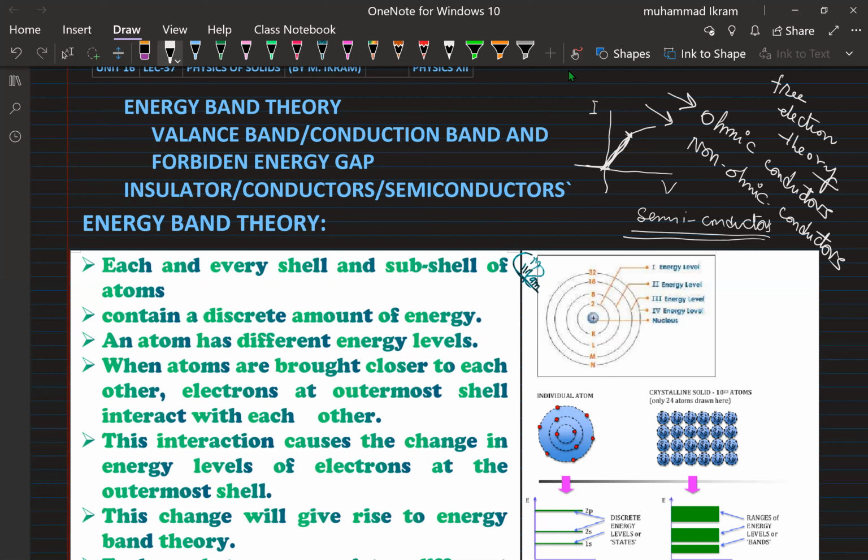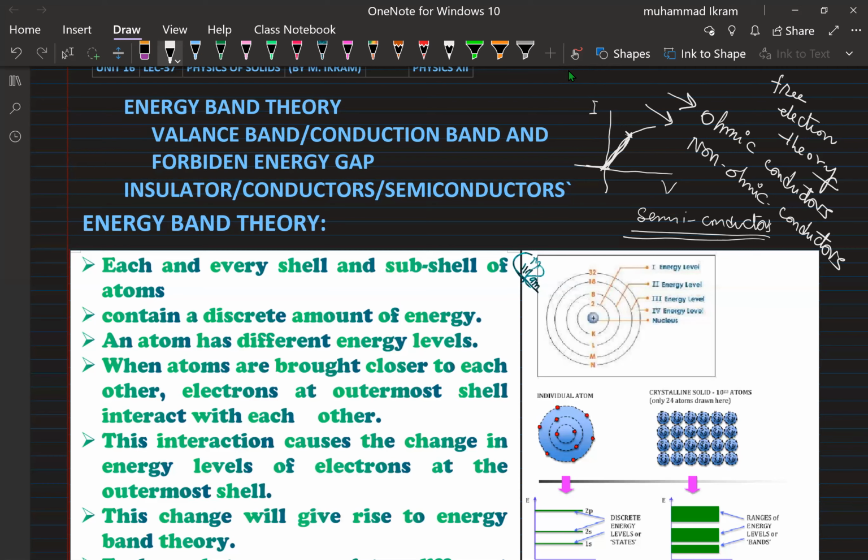material. So the free electron theory, in which we studied that inside the conductor it is the free electrons which are the current carriers, was unable to completely explain the nature of some substances, for example, the ohmic and the non-ohmic substances and the semiconductor substances as well, and their response to external electric fields.